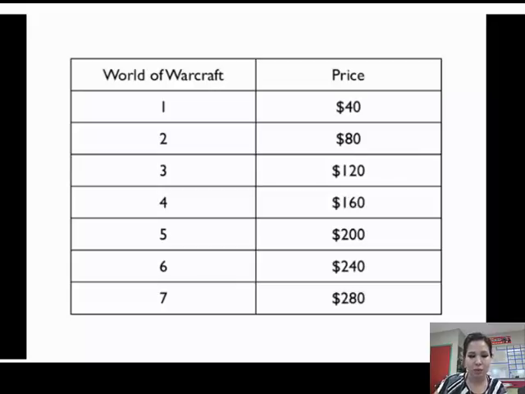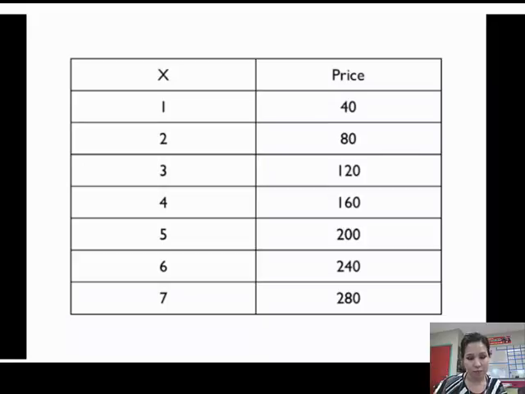So technically what we need to do here is find what's happening. How is this changing? For every one, how much more am I adding? In this case, because each game is $40, I'm adding 40 to the price every time that I add 1 to the games that I'm buying.